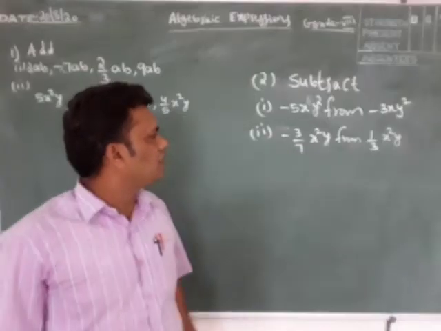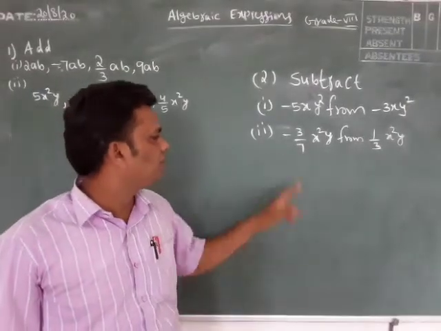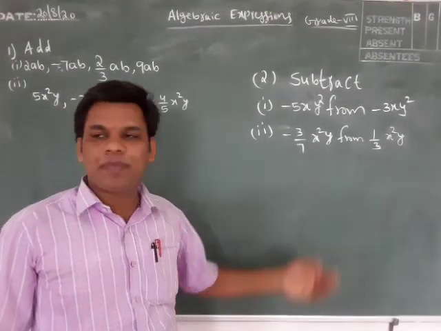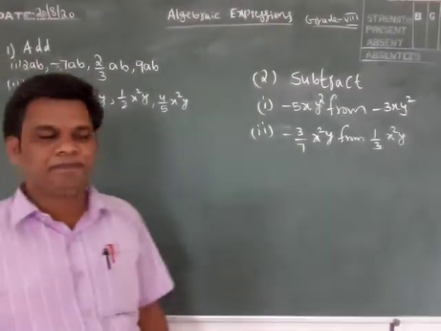Subtract minus 5xy square from minus 3xy square. Second one: minus 3 upon 7x square y from 1 upon 3x square y.